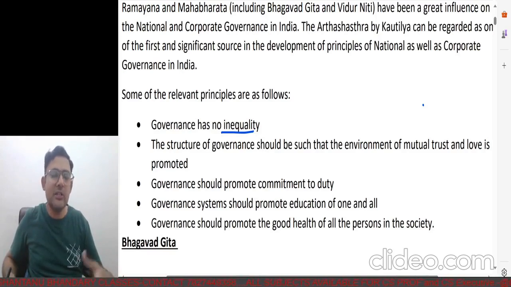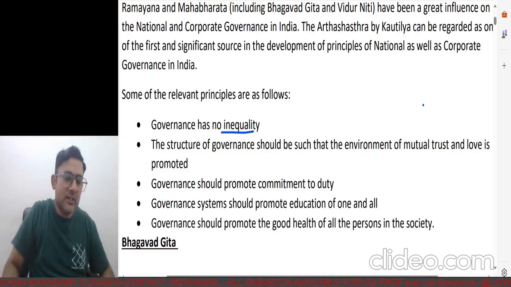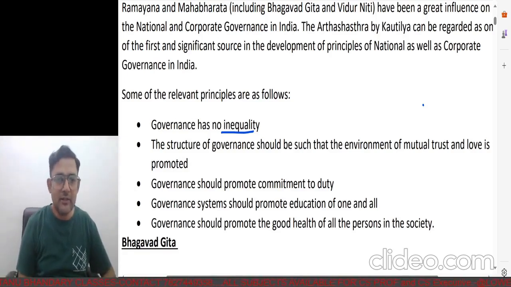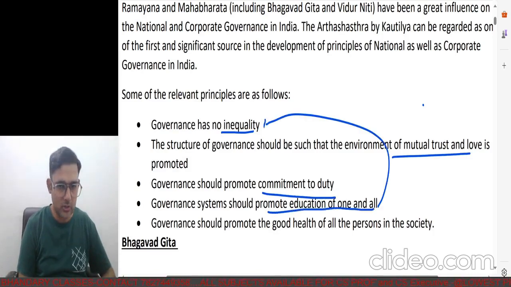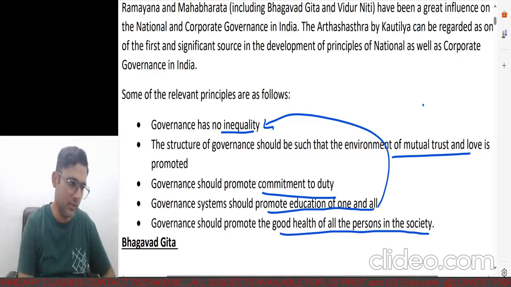So similar is the case with governance. Governance means better administration, and it is for everyone, not just for the rich, or not just for the poor. And then it says it is on the basis of trust that these things grow and develop, and it promotes the commitment to duty. Governance should promote education, similar to point number one that we have discussed. Governance should promote the good health of all persons in the society. So whatever happens in governance is for everyone.